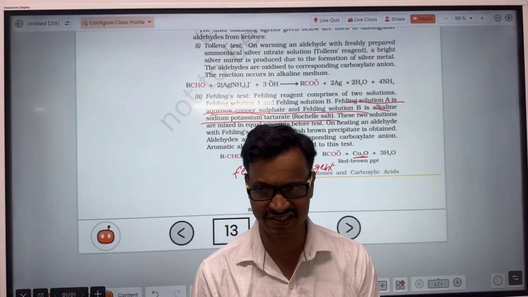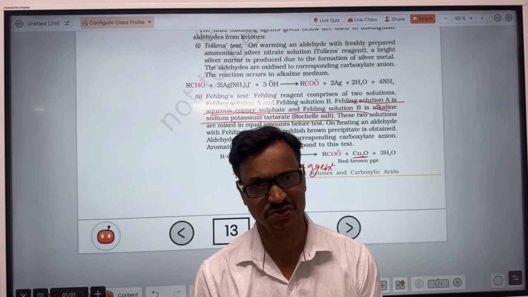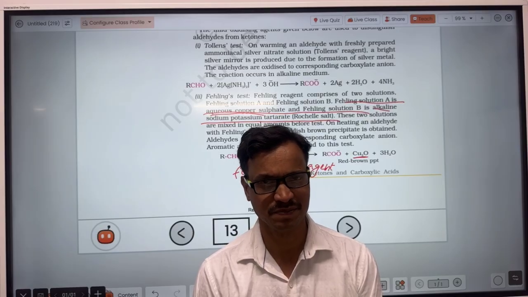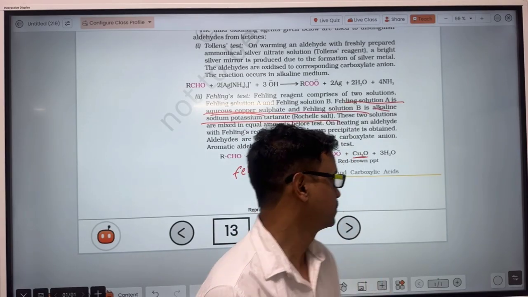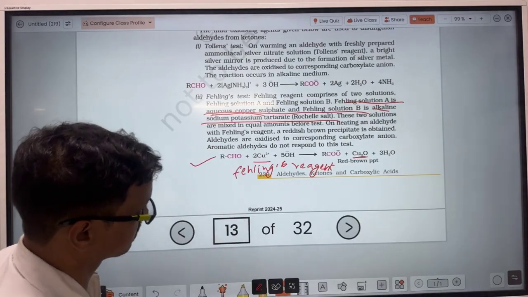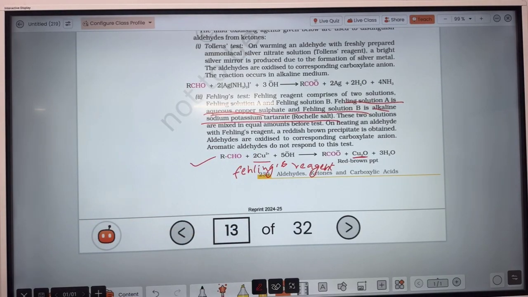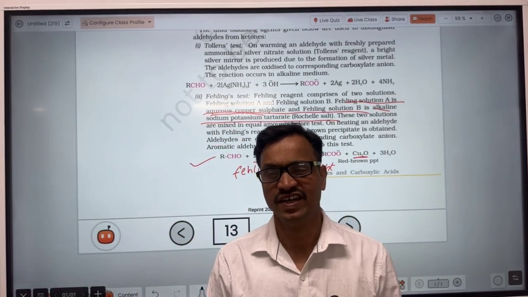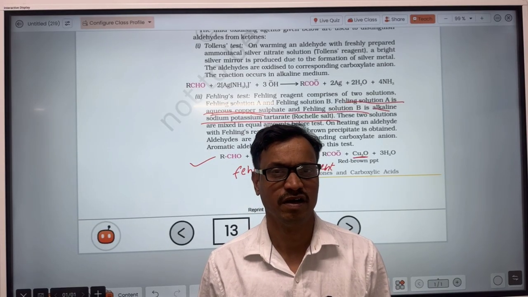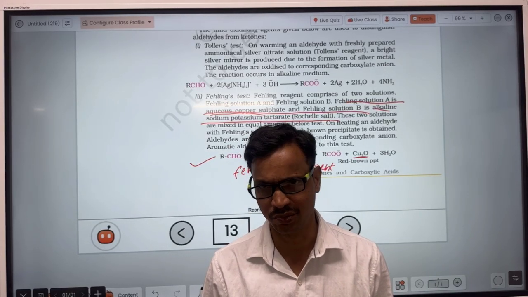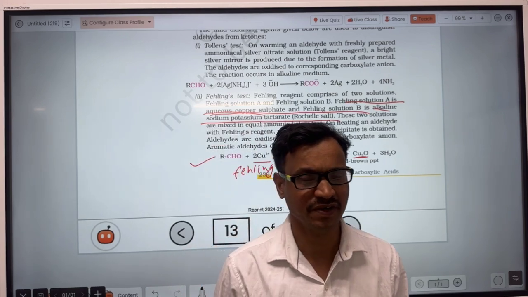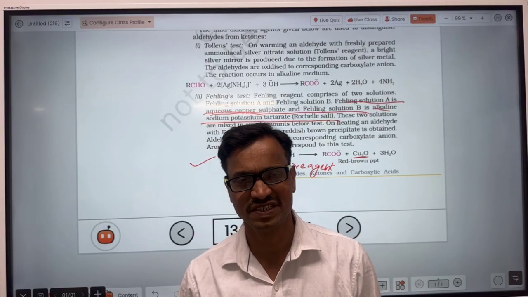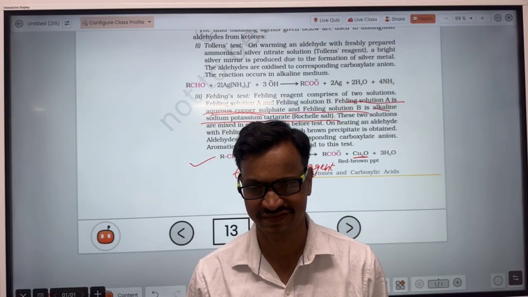So that's why during Fehling's test, the red-brown color of Cu2O will precipitate. So we will obtain the red-brown precipitate of Cu2O. So this reaction could be used to distinguish aldehyde from ketone. Aldehyde will react with Fehling's solution and will give a red precipitate of Cu2O. But the ketone will not react with Fehling's solution and will not give a red precipitate of Cu2O.